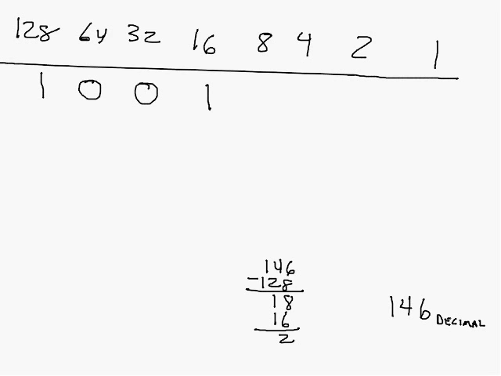That leaves me 2. So I have a 0 in the 8 position, a 0 in the 4 position, and a 1 in the 2 position because I can subtract 2 from it. And that leaves me 0, so that's a 0 in the 1 position. So the binary number 1, 0, 0, 1, 0, 0, 1, 0 is equal to 146 in decimal. That may not look like it, but that's exactly what it's equal to.